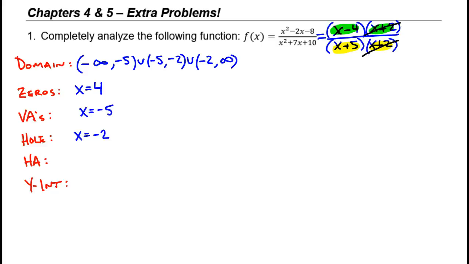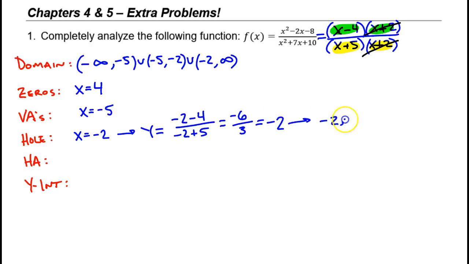Now, contrary to what some of you might believe, we are not done just by saying the hole is at x equals negative 2. We now need to find the y-coordinate of that hole. We get that by plugging negative 2 back into our simplified function. That is the function after we cancel out the factor of x plus 2 in the numerator and the denominator. This gives us negative 6 over 3, which equals negative 2. So our hole actually occurs at negative 2, comma, negative 2.